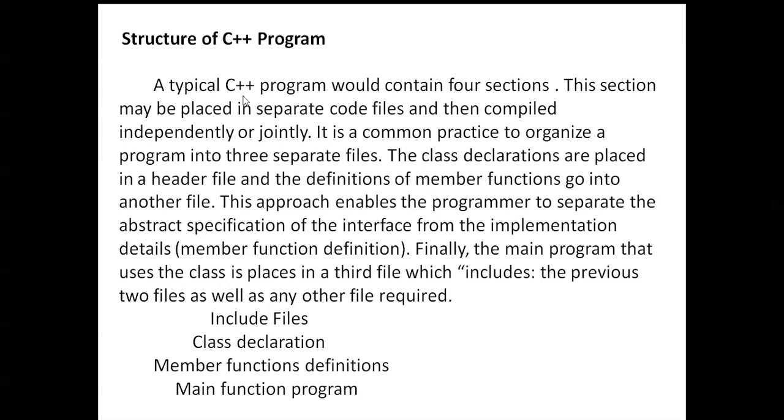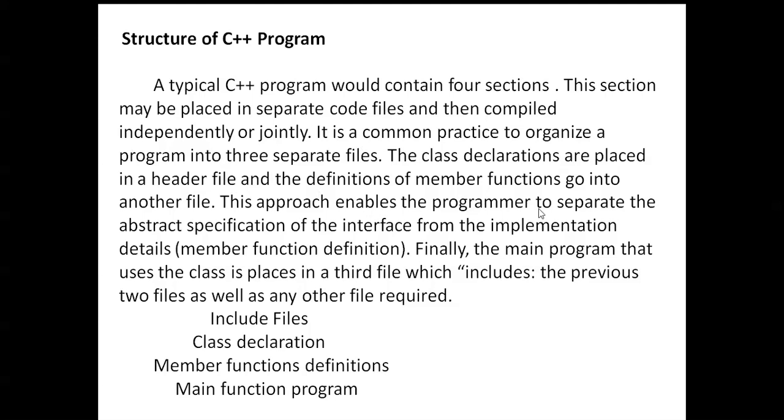Here you can see, a typical C++ program would contain four sections. These sections may be placed in separate code files and then compiled independently or jointly. Okay, it is a common practice to organize a program into these separate files. The class declarations are placed in a header file and the definitions of member functions go into another file.